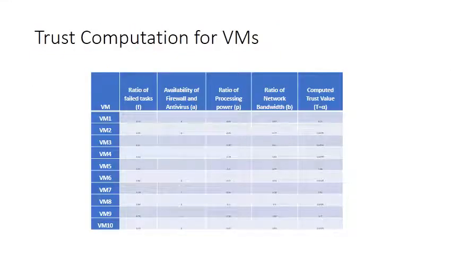This is a simple example to compute the trust value of virtual machines. In this example, we have taken 10 virtual machines. The first column is the ratio of failed tasks. The second one is availability of firewall and antivirus, A. The value of A is either 0 or 1. The third one is the ratio of processing power, P. The fourth one is the ratio of network bandwidth, B. The computed trust value T is equal to the summation of all four parameters. The T value must be 1 or less than 1.